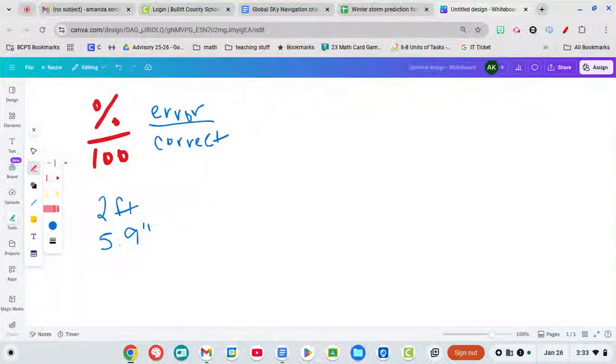Hey mathematicians, today we're going to talk about how to calculate percent error. So you have probably heard this year that percents are always out of 100. So we're going to use some ratios to help solve some problems.